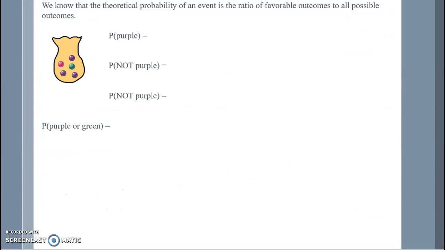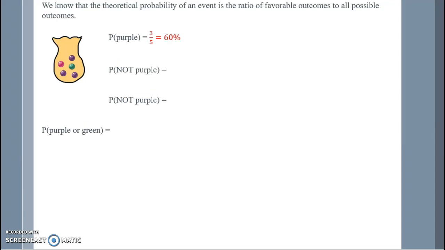Let's take a look at our bag of marbles here. Let's identify the probability of obtaining a purple, a not purple, and then a purple or a green. So it looks like together I have 5 different marbles. So 3 of the 5, or 60%, are purple.